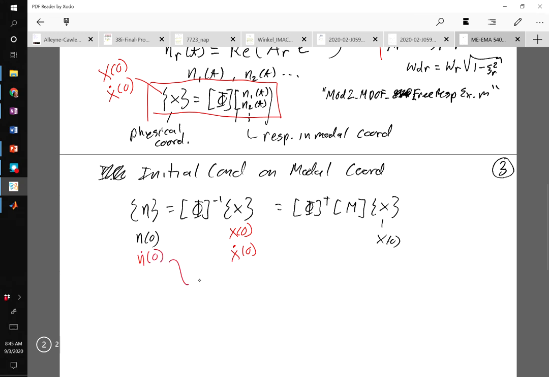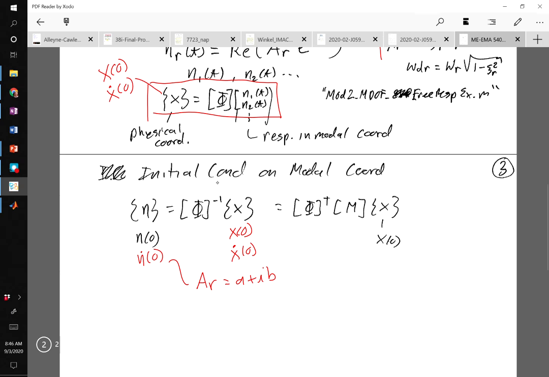And then we'll be ready to go, because if we know eta of 0 and eta dot of 0, that will let us get that constant AR. Remember, that's a complex number, and it depends on the initial displacement and on the initial velocity of the system. So once we have that, we have everything we need to solve the problem. All right.